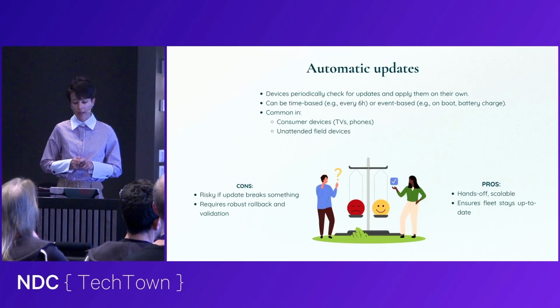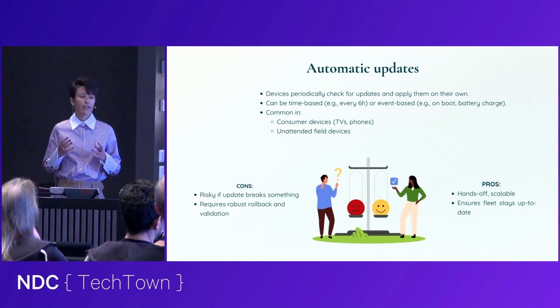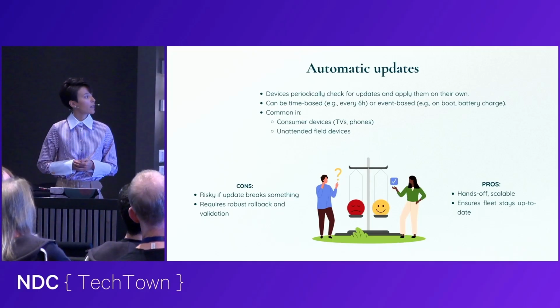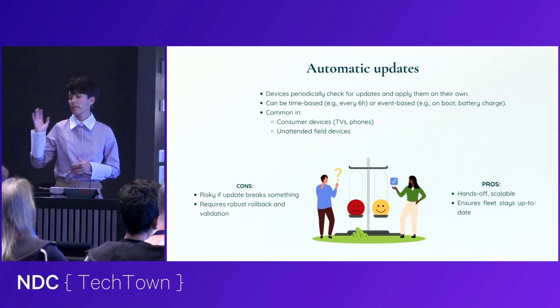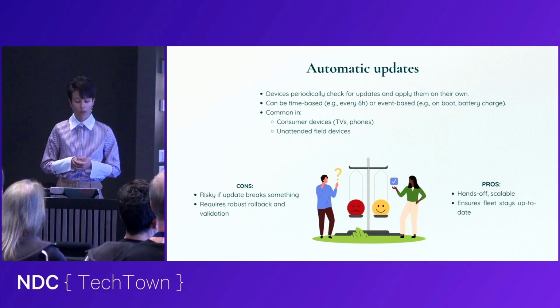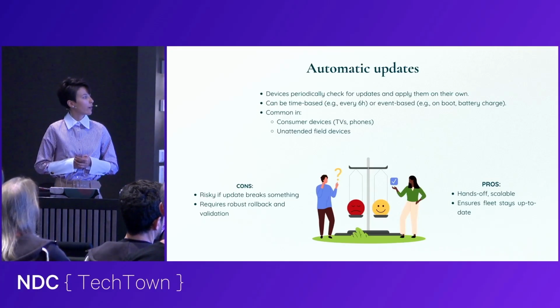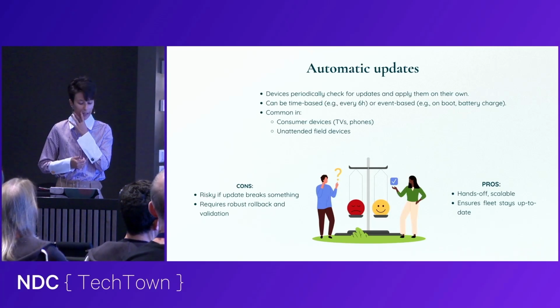Second approach is automatic updates, which are probably the most common. In this scenario, devices occasionally check in with the server whether there is an update available, and they can install and apply the update on their own. These updates can be time-based. For example, the device checks in with the server every 6 hours or so, or once a week, depending on the device, or they can be triggered by an event which triggers the device to check for the update. And this is very common in consumer devices, smart devices, and also in unattended field devices.